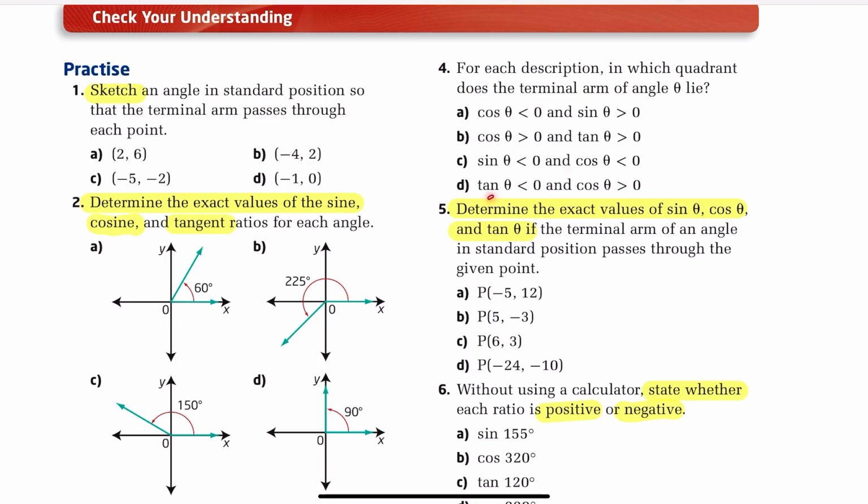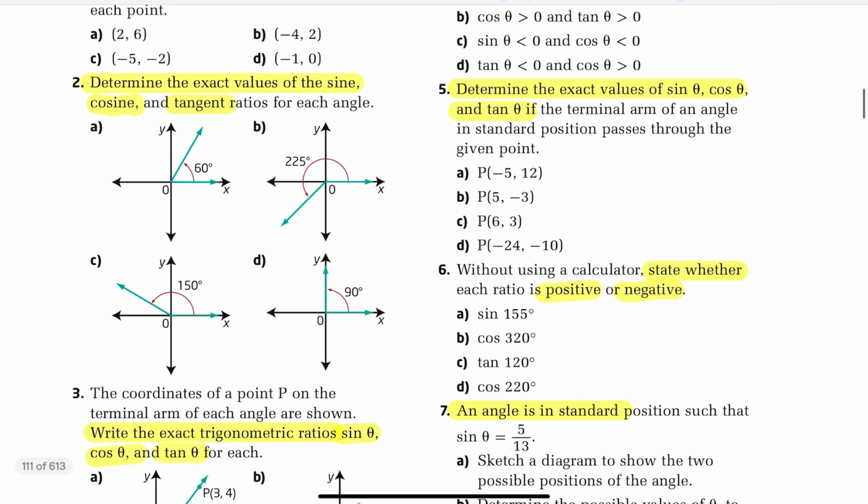For example, for the last one, for D, the tan ratio is negative and the cosine is positive. Then, this is quadrant 4. Okay, determine the exact value of sine, cosine, and tan if the terminal arm of the angle in standard position passes through the point. Same thing as we did before. It's just the same thing.